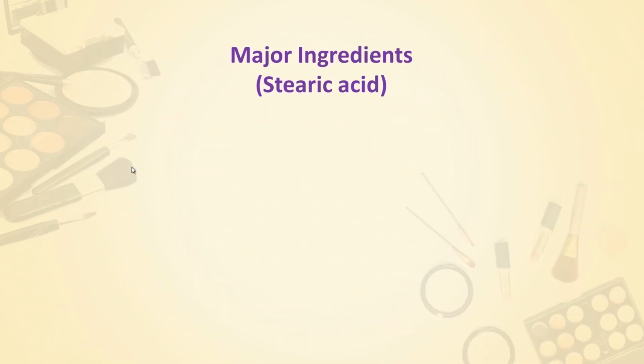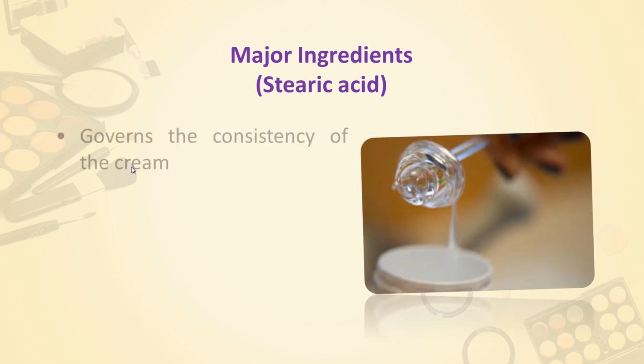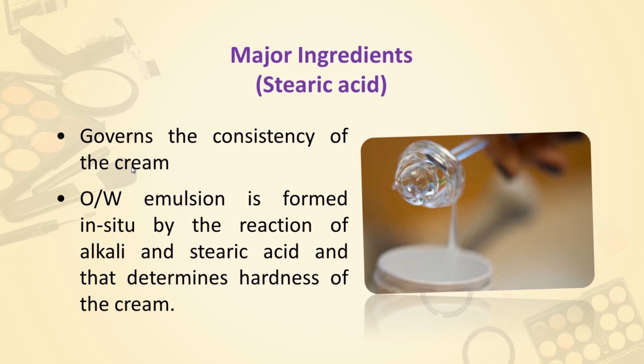What are the ingredients of vanishing cream? Stearic acid is the major component of vanishing cream, and it governs the overall consistency of the cream. Soap formed in situ by the reaction between a suitable alkali and stearic acid determines the hardness of the cream.